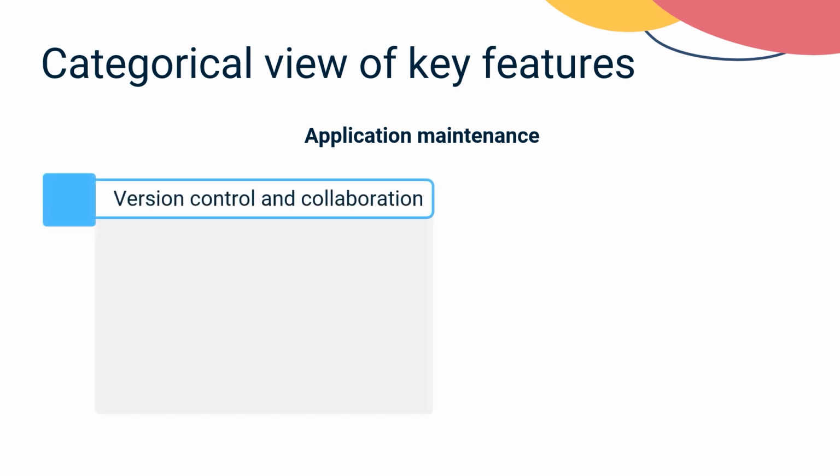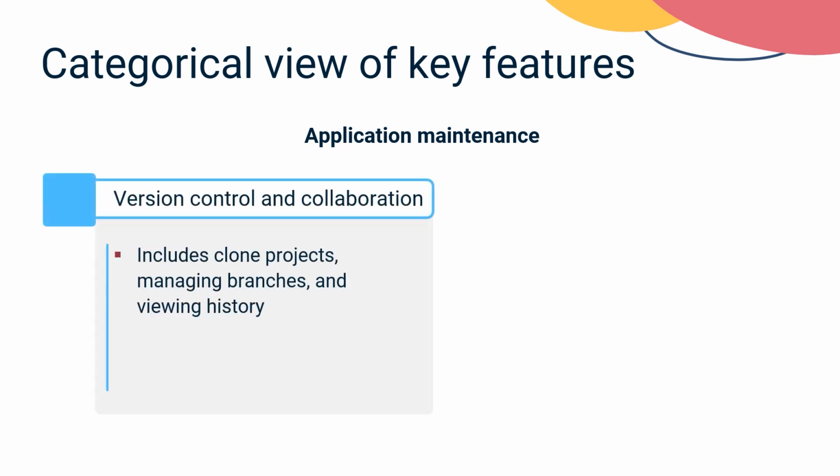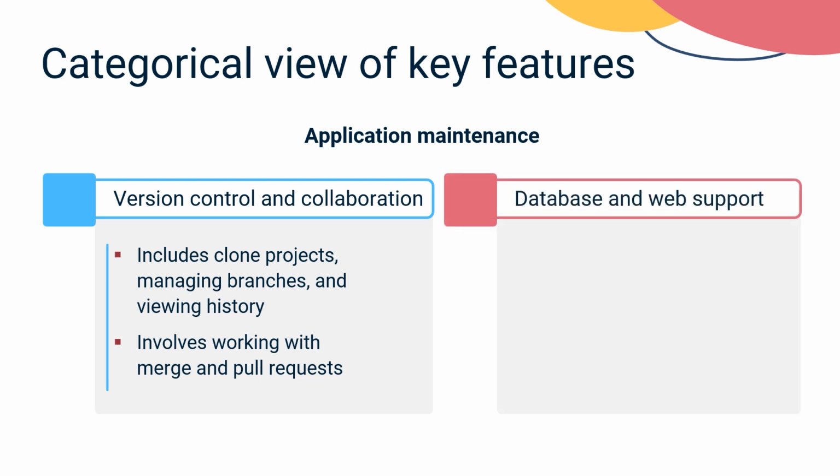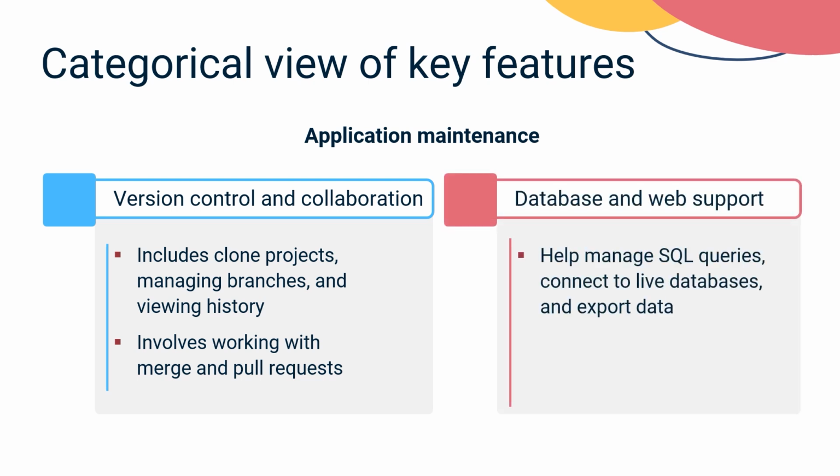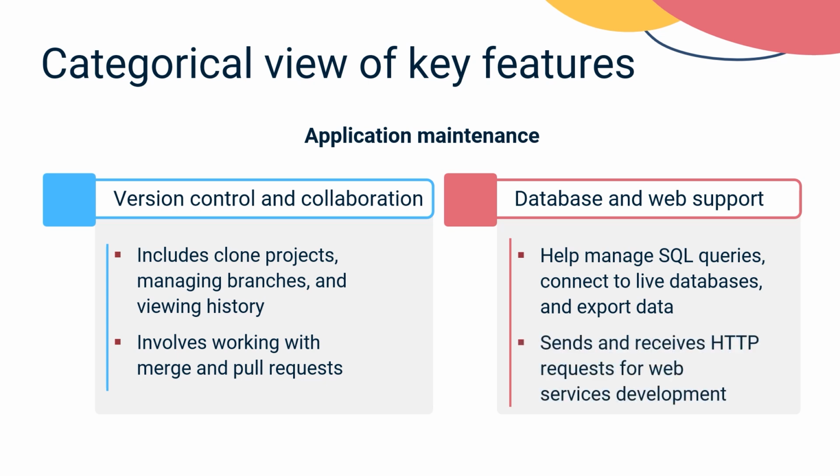IntelliJ IDEA's version control and collaboration include clone projects, managing branches, and viewing history. Its GitLab and GitHub support involves working with merge requests and pull requests within the IDE. IntelliJ IDEA's database tools help manage SQL queries, connect to live databases, and export data. Its HTTP client sends and receives HTTP requests for web services development.